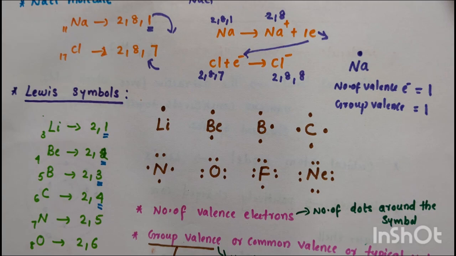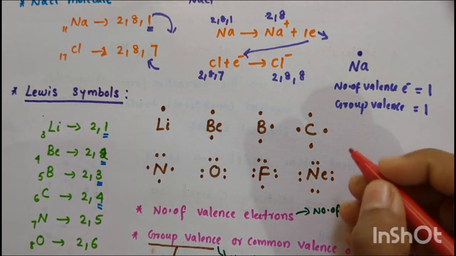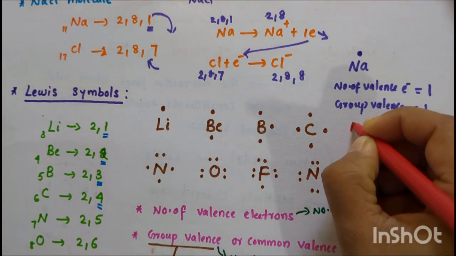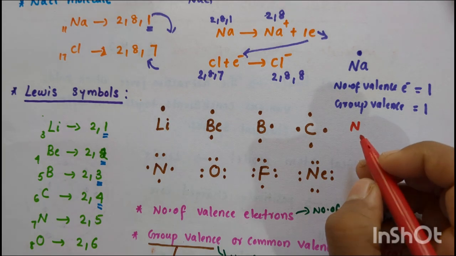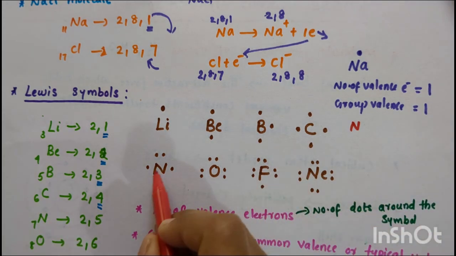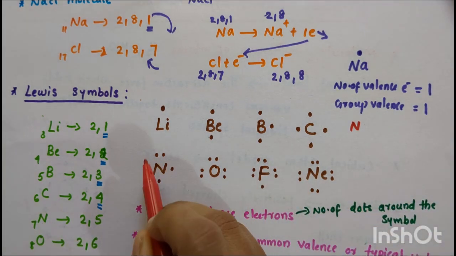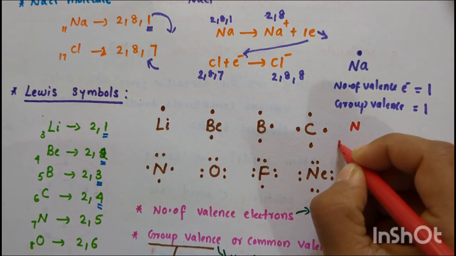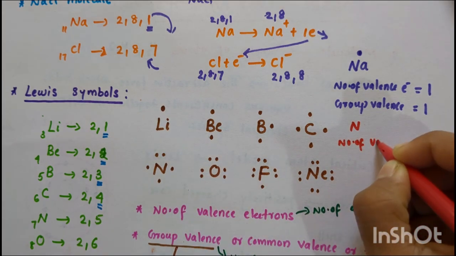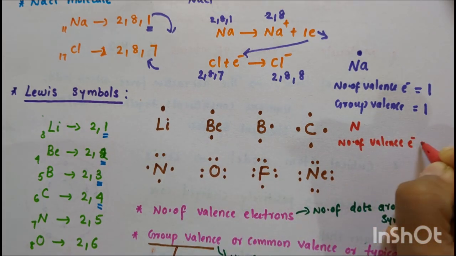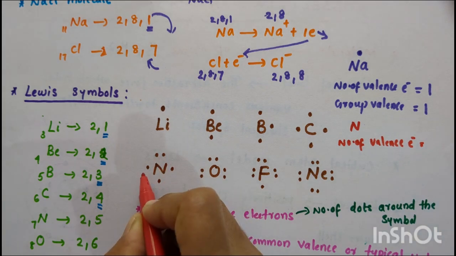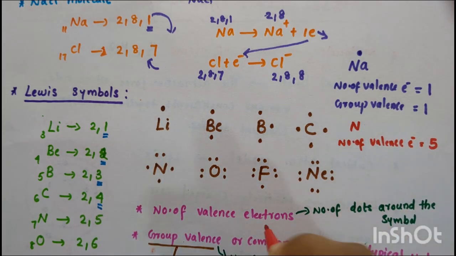Okay, now if you consider another element, group 15 element, which is nitrogen. Its atomic number is 7. So you see this is the Lewis symbol for nitrogen. What about the number of valence electrons? Number of valence electrons, that is actually equal to the number of dots around the symbol, that is 5.